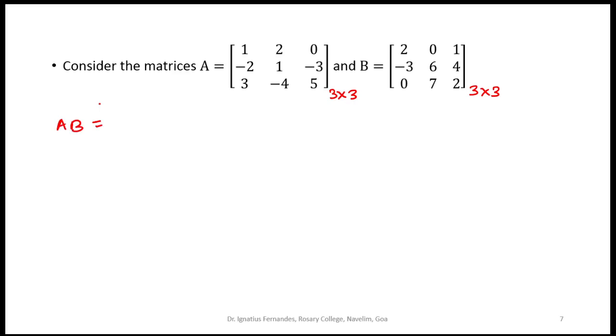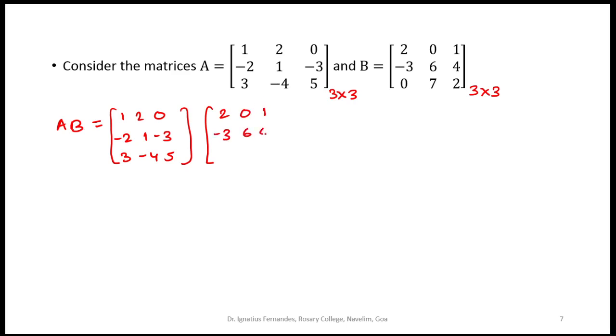In both the cases the conditions are satisfied because the number of rows and columns are same in both the matrices. So I want to multiply, say 1, 2, 0, 2, minus 2, 1, minus 3, 3, minus 4, 5 with B, which is 2, 0, 1, minus 3, 6, 4 and 0, 7, 2.